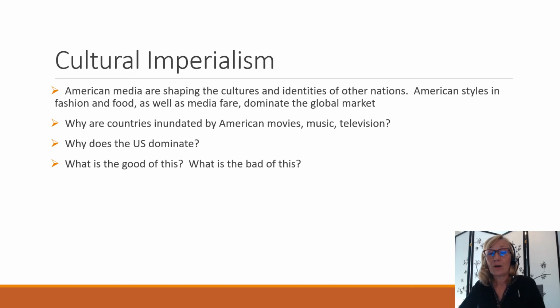And then oftentimes when you compare the production values of American media content with locally produced media content, you can really see a distinction, because there are fewer resources and less infrastructure to be able to make highly polished, very Western looking kinds of movies or TV shows.